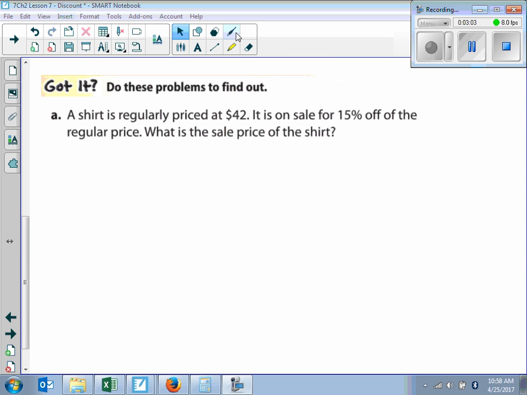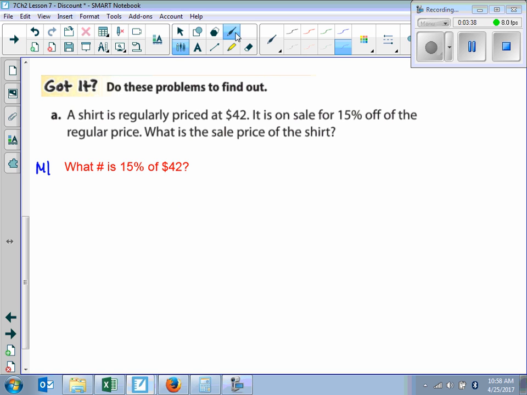All right, so for the Scott example A, it says a shirt is regularly priced at $42. It is on sale for 15% off the regular price. What is the sale price of the shirt? Okay, so first we're going to use method 1. So for method 1, we're going to come up with our what number is question. So here we want to know what number is 15% of 42. So now we have our what number is question. Now we can go ahead and solve for our discount.